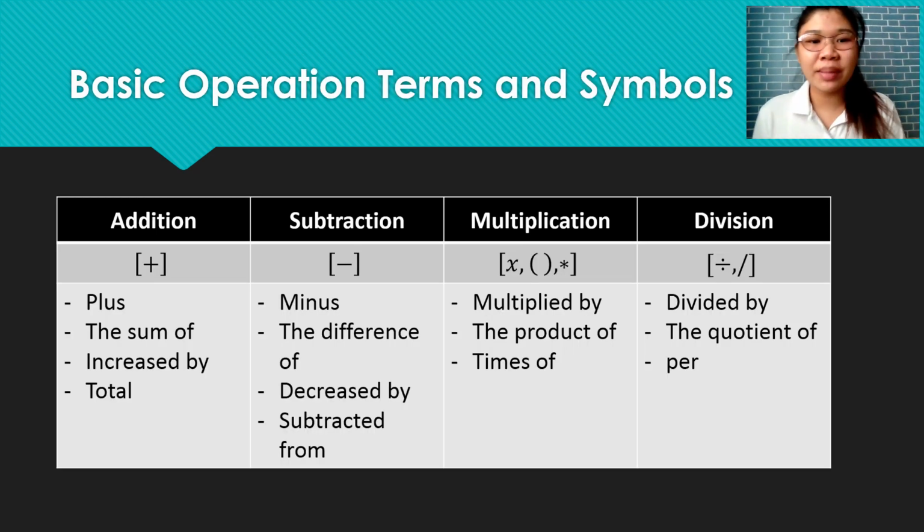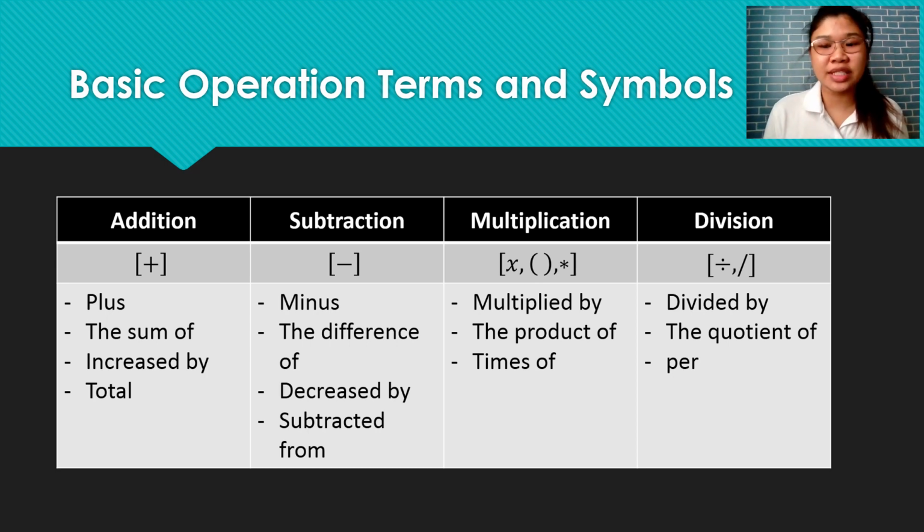So, we have here the basic operation terms and symbols. This is part of the language, the symbols and terms. I know you are familiar with this, addition. This can be termed also as plus, the sum of, increased by, total. For subtraction: minus, the difference of, subtracted from, decreased by. For multiplication, we have multiplied by, the product of, times of. And for division, we have divided by, the quotient of, or per.